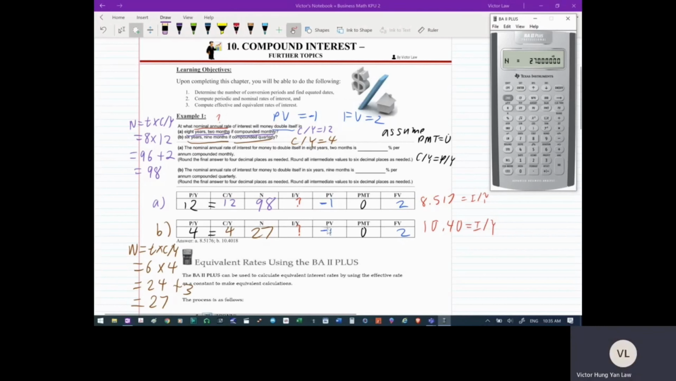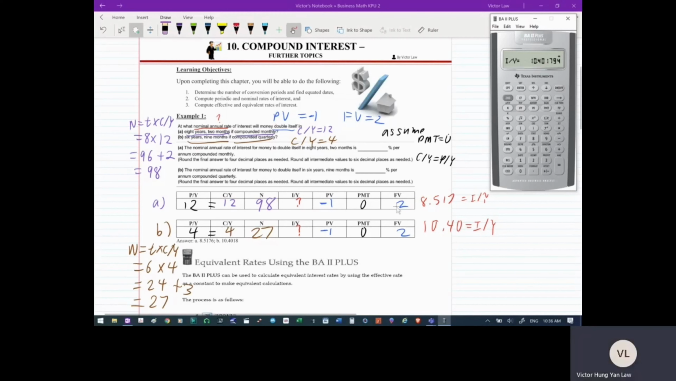And then our PV is -1, so we put 1 plus minus, and then you'll see that there's a negative here, and then we press PV, and that will set your PV to -1. And then PMT is 0, so 0 PMT, and then we have 2 for future value, so 2 future value, and then you compute for IY, and then you're going to get 10.40, and that's your IY.